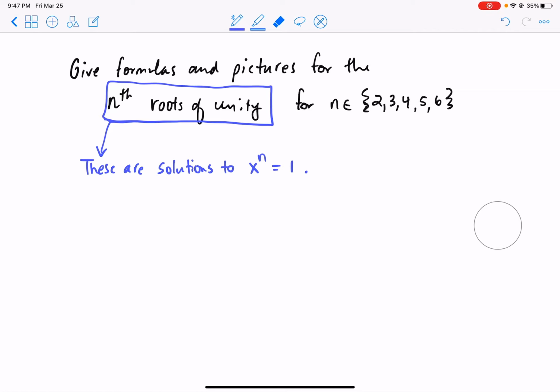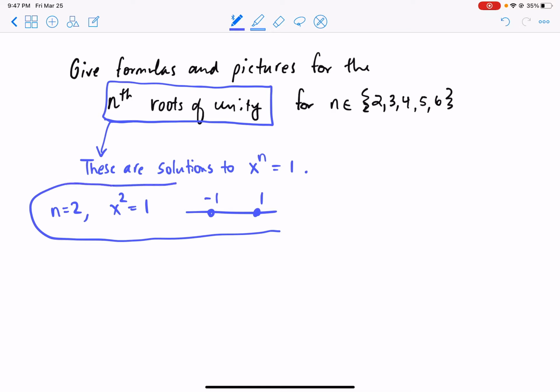Okay, so let's just start with n equals 2. Then we need x squared equals 1. Okay, well that's easy. Minus 1 and 1. That's it. The formula is 1 and minus 1. And the picture is here. And let's see, n equals 3. That means x to the third equals 1.